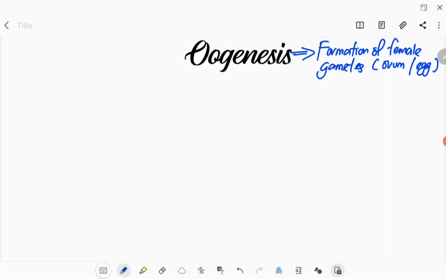The next subtopic in this chapter is oogenesis. So sebelum ni kita dah discuss spermatogenesis. So now we will discuss the process of formation of female gametes, or also known as ovum ataupun egg, that we call oogenesis. Similar to spermatogenesis, the process of oogenesis also starts before birth, iaitu semasa dalam bentuk fetus lagi.